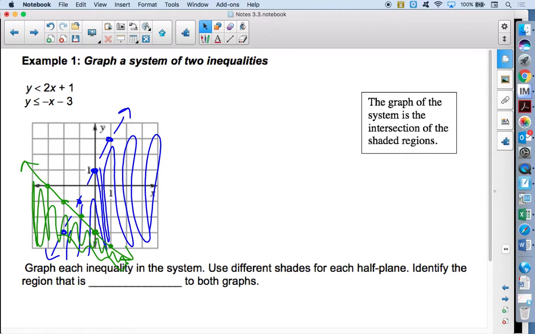And then with your pen, pencil, whatever you're writing with, darken the area that's common to both. So don't leave your graph with both parts being intersected. You actually have to darken that region that's common to both. And it should be kind of a triangular section at the bottom.